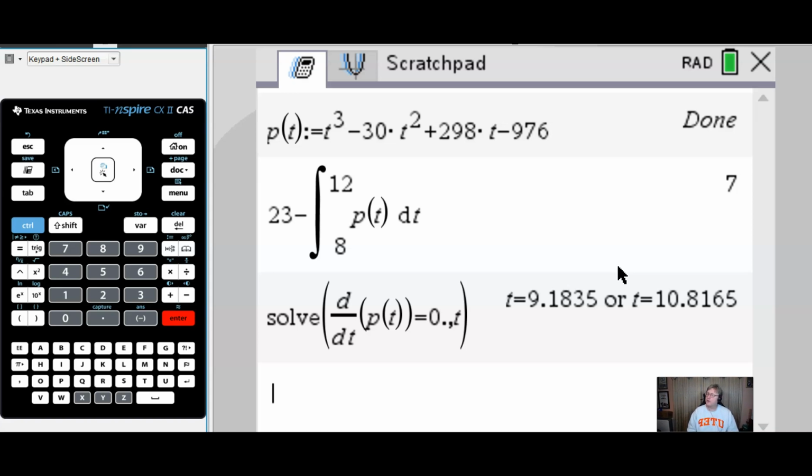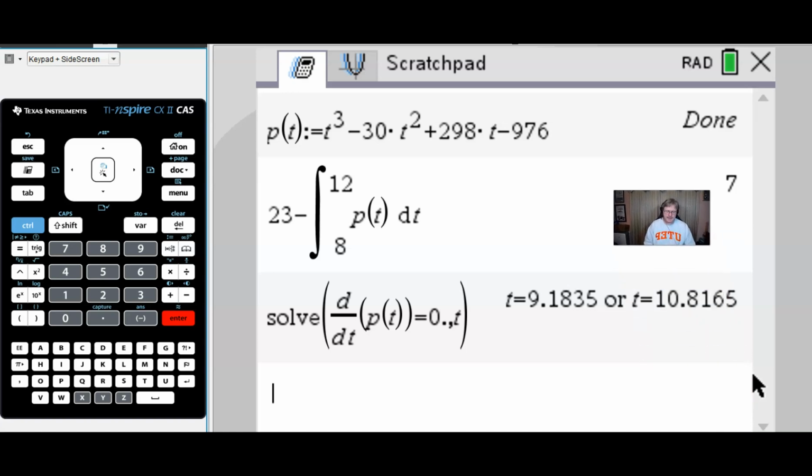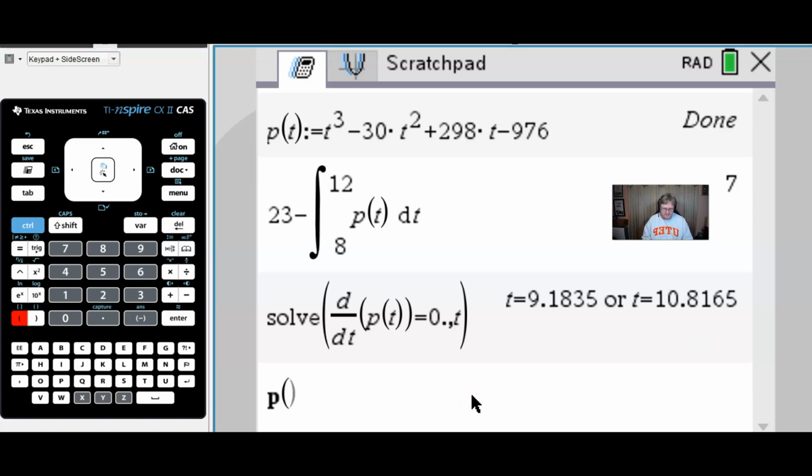So all we need to do at this point is take these two values of t, use them along with our candidates, and we're basically going to put together a table of values. Best way to do that, with P being already defined, is I'll take P evaluated at 8.